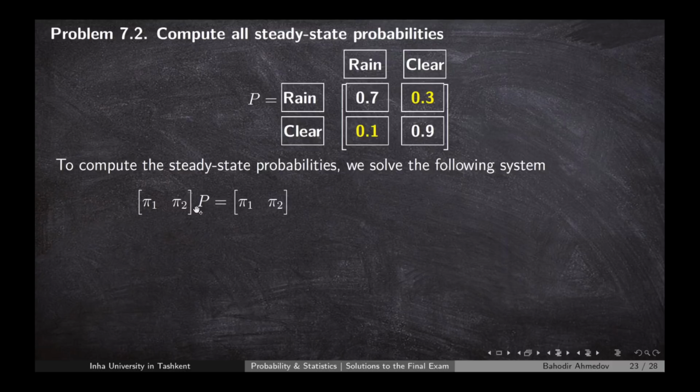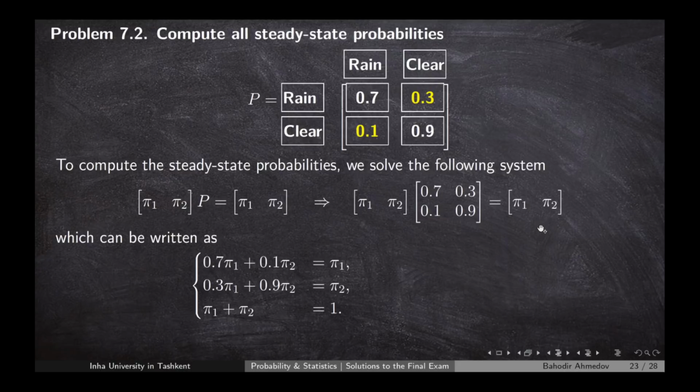So let us write down this equation in the form of a system of linear equations. This vector multiplied by this matrix: this row multiplied by this column is equal to the first element, pi 1, and this row multiplied by the second column is equal to the second element. So 0.7 pi 1 plus 0.1 pi 2 is equal to pi 1. Pi 1 multiplied by 0.3 plus pi 2 multiplied by 0.9 is equal to pi 2. And it is also noticeable that pi 1 plus pi 2 is equal to 1.